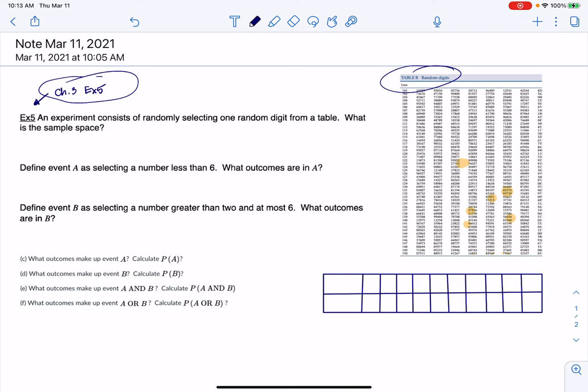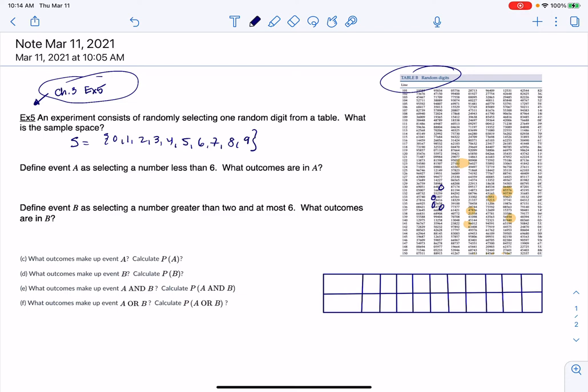Where I'm going with this is my sample space here, or at least what we were using that term sample space for in chapter 3. I would just say I could get the digit 0, 1, 2, 3, 4, 5, 6, 7, 8, or 9. So if I was going to pick one digit at a time, those are my 10 options. I would have to pick one of those digits because those are the 10 digits that we have out in the real world.